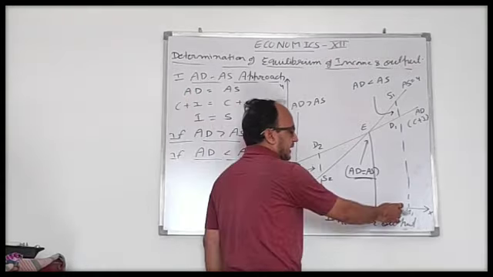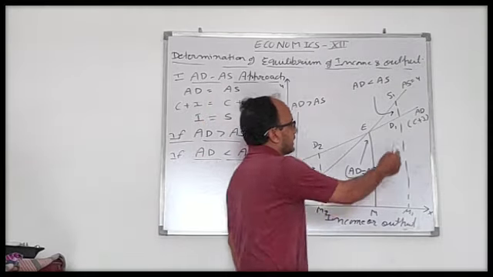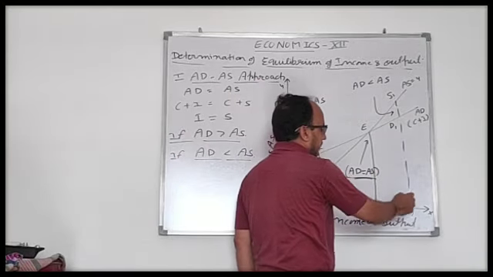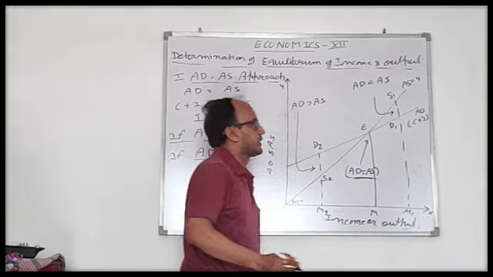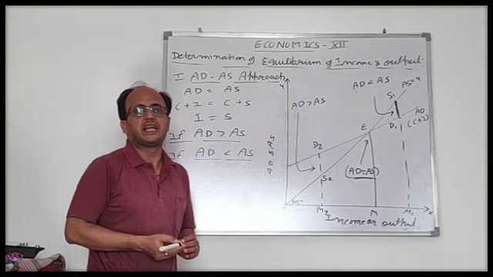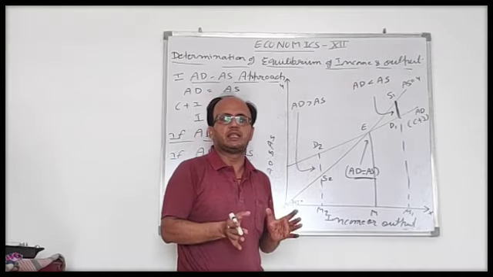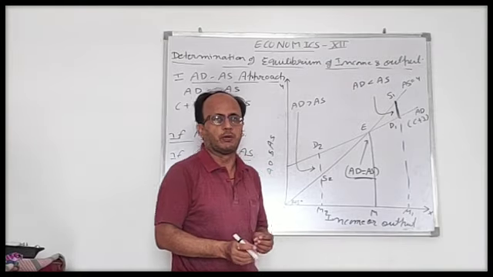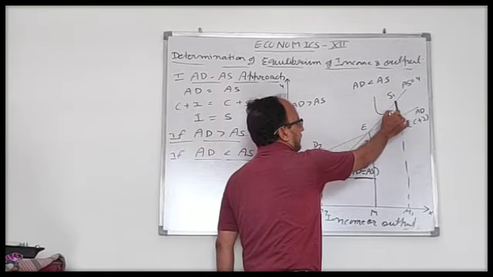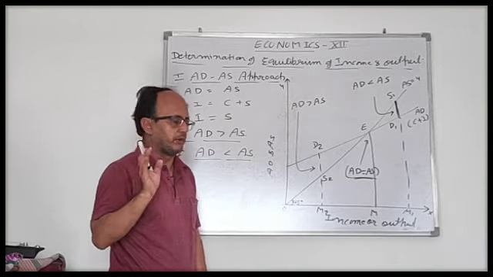Okay, when income level is OM1, aggregate demand is D1M1, aggregate supply is S1M1. So their difference S1D1 shows the excess aggregate supply in the economy. It means aggregate demand is less than aggregate supply in the economy. Aggregate supply ज़्यादा है, aggregate demand कम है. So S1D1 is the excess aggregate supply in the economy.